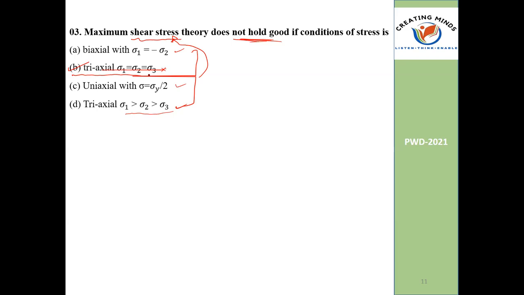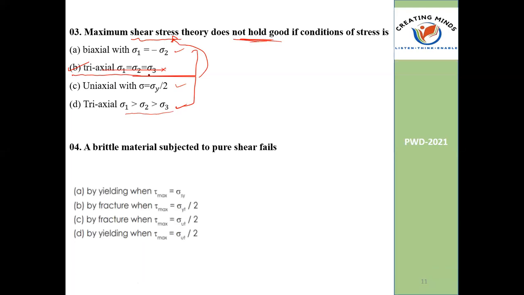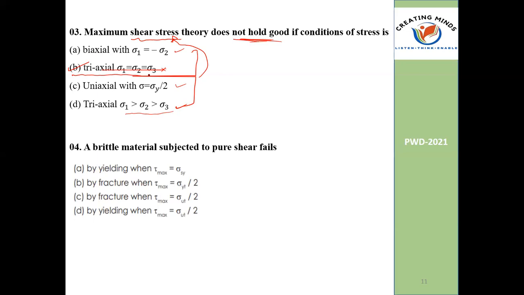No, sir. Okay. We move on to the fourth question. Brittle material subjected to pure shear fails. Please guess when it fails. A brittle material subjected to a pure shear state of stress, when does it fail?